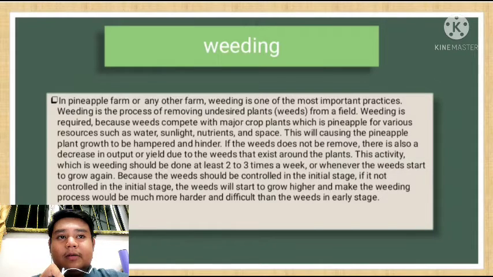This activity, which is weeding, should be done at least 2 to 3 times a week, or whenever the weeds start to grow again, because the weeds should be controlled in the initial stage. If they are not controlled in the initial stage, the weeds will start to grow higher and make the weeding process much harder and more difficult than with weeds in the earlier stage.